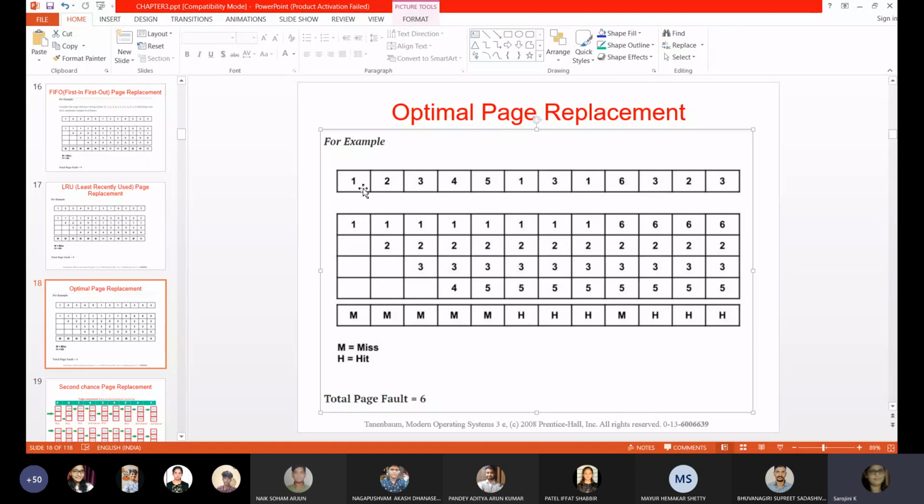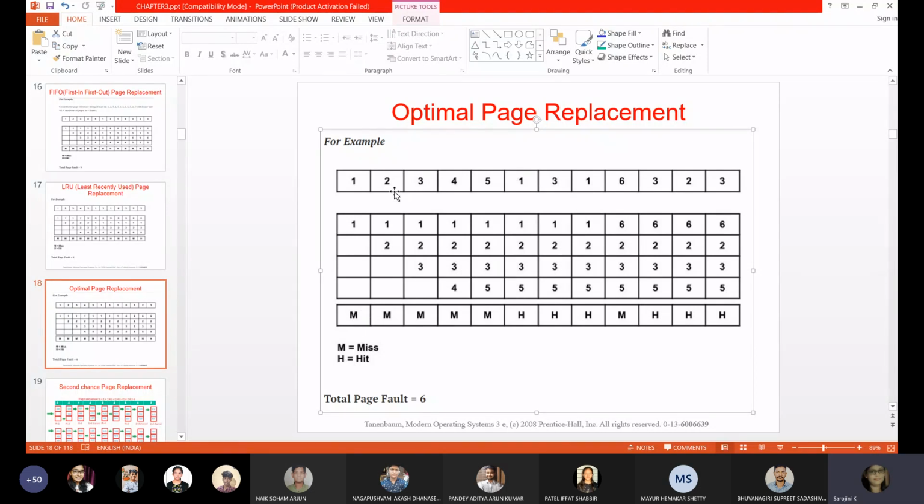Now page number one comes inside the main memory. At that time the main memory was completely free, so page one was not already there. If a page that is newly coming is not already there in the main memory, that is called a page miss or page fault. So page one, which was not there already, will be loaded into one of the frames of the main memory. You mark that as a page fault. Another name for page fault is page miss.